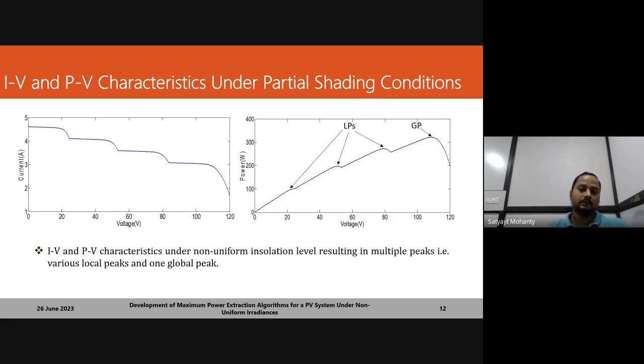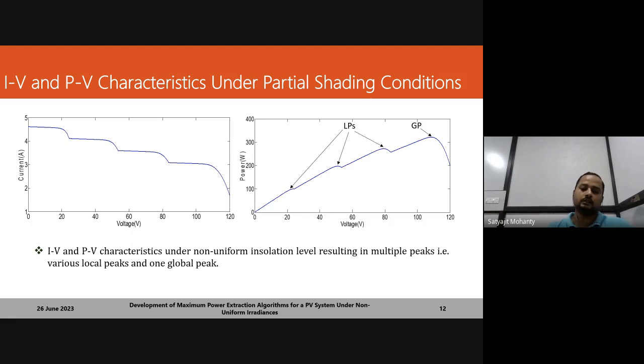What happens in conventional MPPT? Suppose the first case is this, 100 watt. If you implement the conventional MPPT, it will oscillate over here. It won't differentiate that more maximum power is available. This is the biggest drawback of conventional MPPT algorithms.